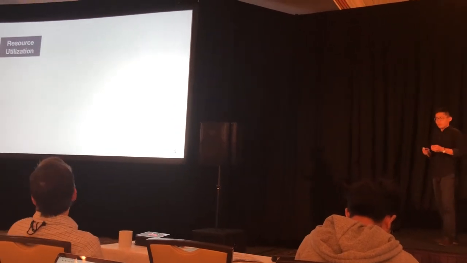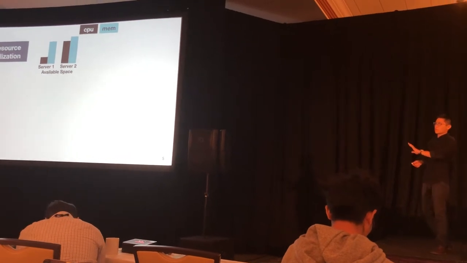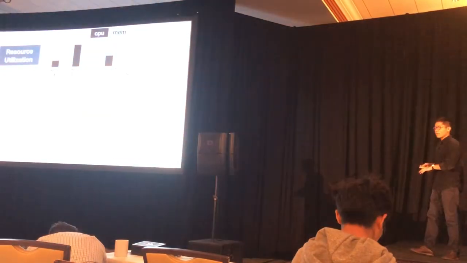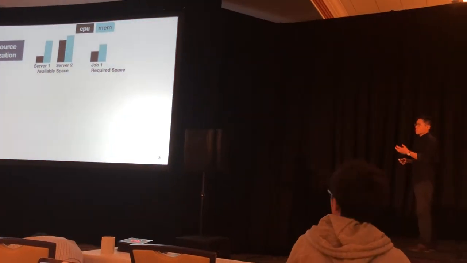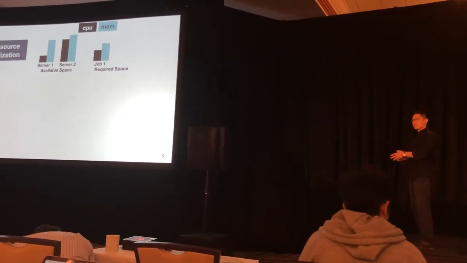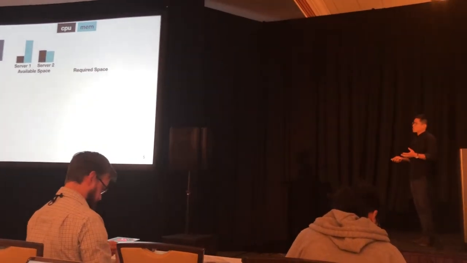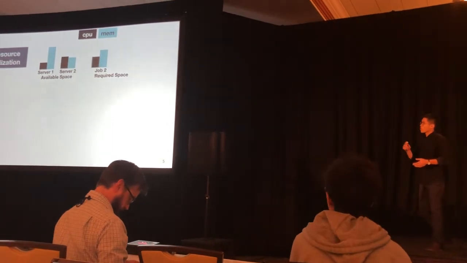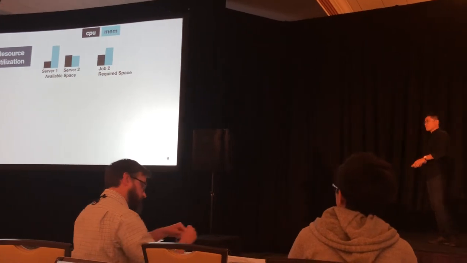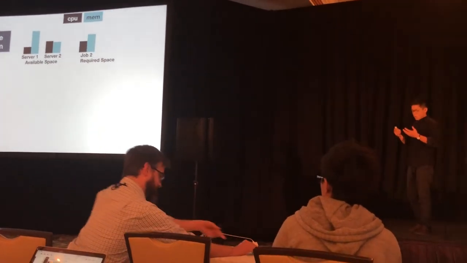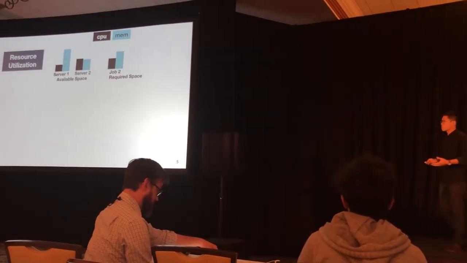Let's first look at a simple example on resource allocation. Suppose we have two servers with this amount of free resource, and there comes a job one, with this amount of requirement. To schedule it, we have to find a server that can provide both enough CPU and enough memory. We schedule to server two. Now server two has this amount of resource left. Now there comes a second job. Server one can provide enough memory, but not enough CPU. Server two can provide enough CPU, but not enough memory. So in general, monolithic servers make resource packing difficult because the server has to provide all resources needed.